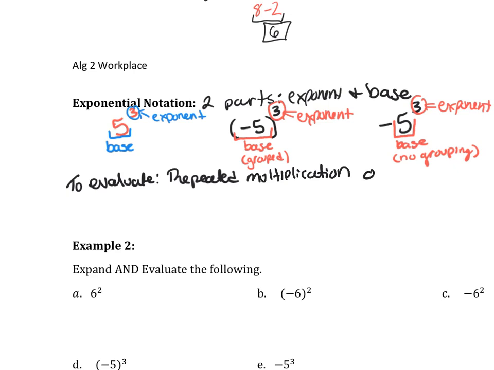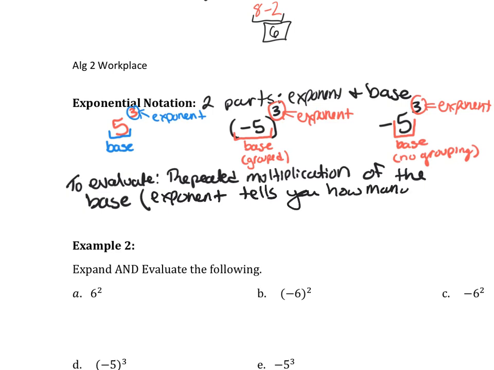Repeated multiplication of the base. The exponent is what tells you how many times to multiply the base by itself. Okay, so let's do some examples.